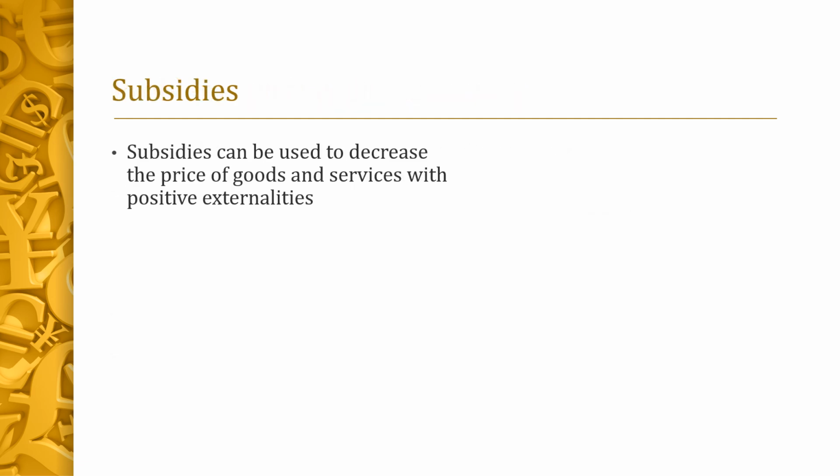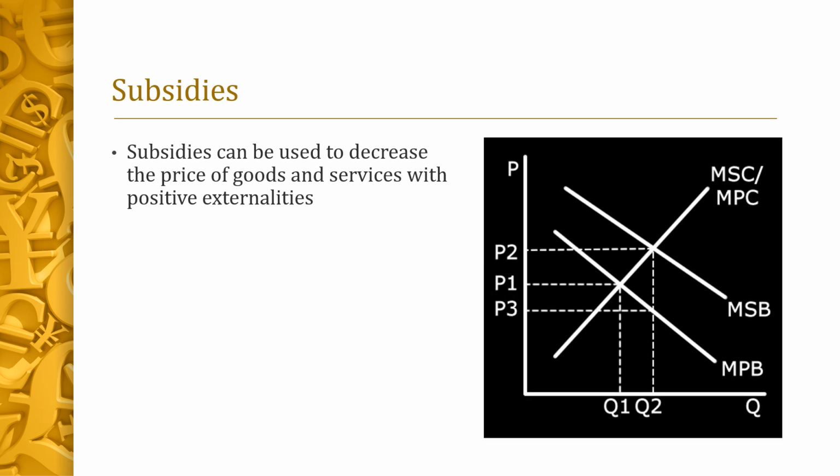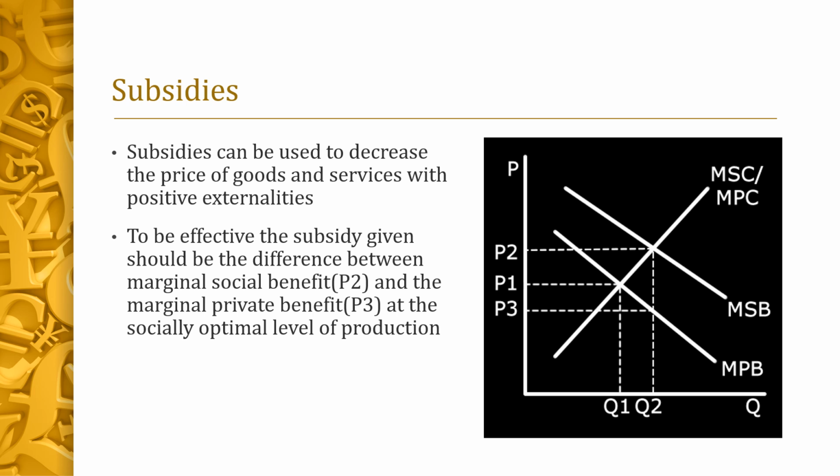Subsidies can be used to decrease the price of goods and services with positive externalities. If we take a look at this example, the market level of production would be at Q1 P1. But the socially optimal level of production is at Q2 P2. To be effective, the subsidy given should be the difference between the marginal social benefit, that's at P2, and the marginal private benefit, P3, at the socially optimal level of production.